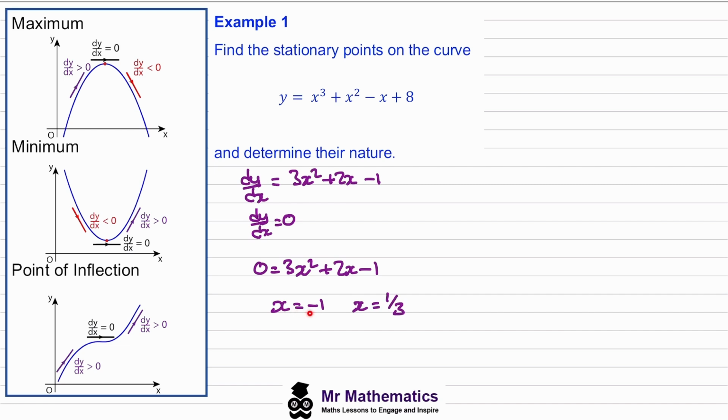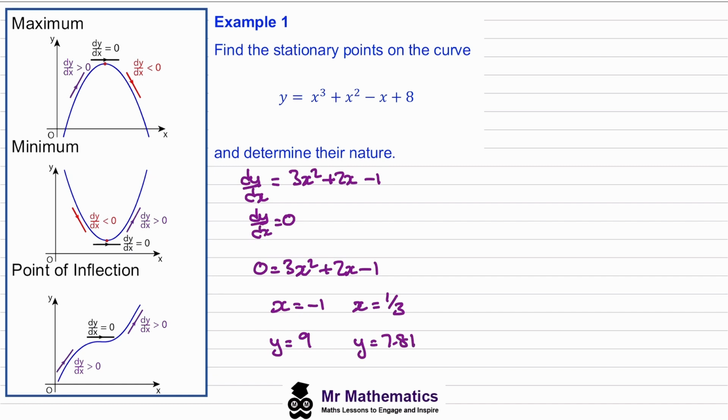So if x is -1, we can find the coordinate of this stationary point by substituting -1 into our equation. So y will equal positive 9, and we can find the other coordinate by substituting in x equals 1/3, and we get approximately y equals 7.81.